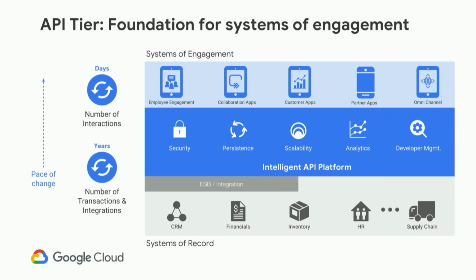So that's where Apigee comes in with its ability to manage the security, the scalability, the analytics, and manage all the developers. Apigee acts as a cushion where it takes those systems of record as the slow moving layer and makes it into a system of engagement where you can move a lot faster.